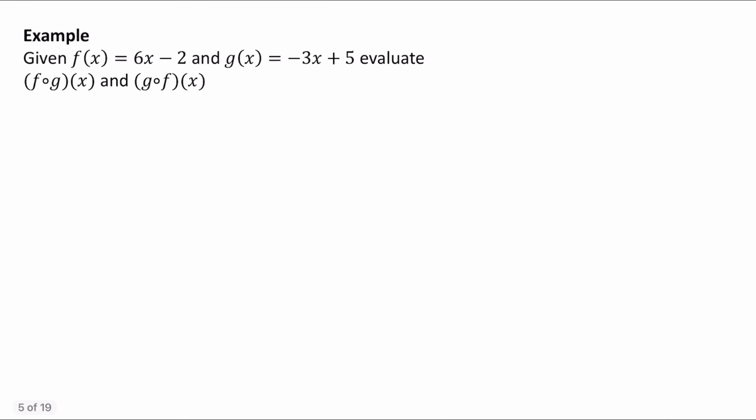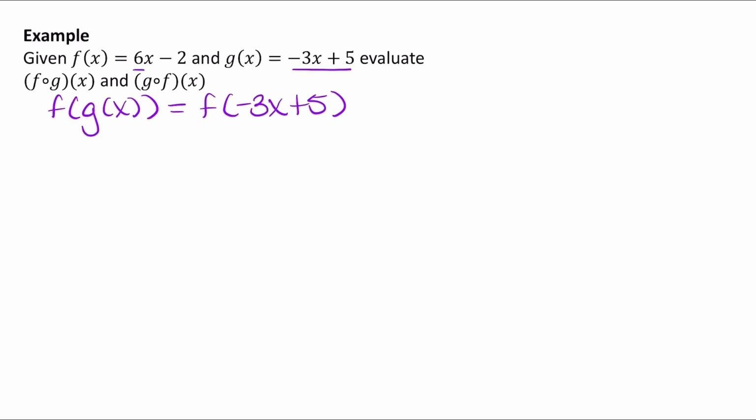So now let's work on an example. Given f of x equals 6x minus 2 and g of x equals negative 3x plus 5, let's evaluate f of g of x and g of f of x. So let's start off with f of g of x, which I'm going to rewrite like this. I'm going to take this g of x and plug it into f. That's basically the same thing as f of negative 3x plus 5.